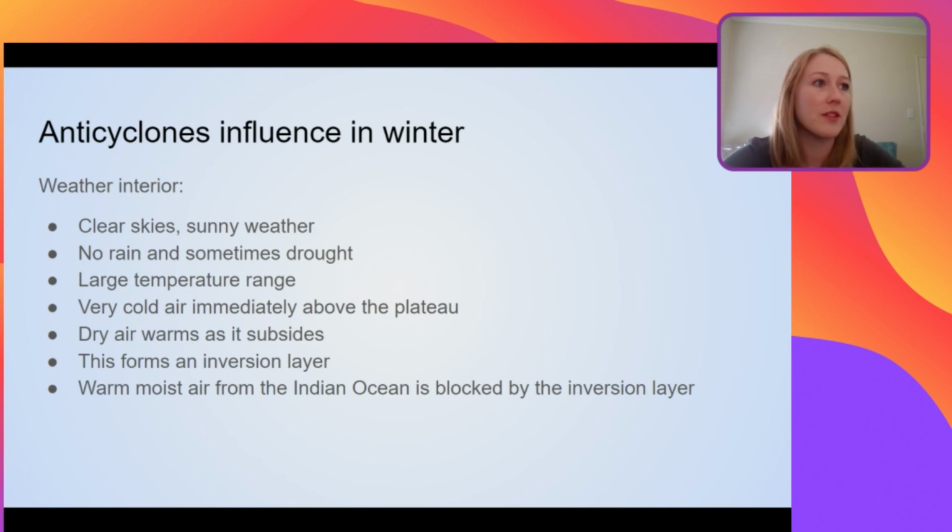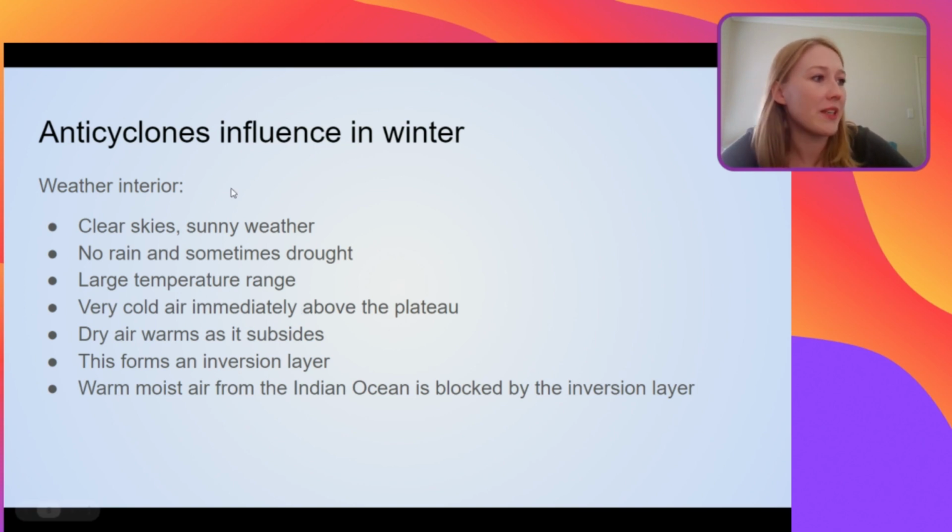So for starters, most of South Africa, and I say most because Western Cape is an exception, but most of South Africa will have clear, rainless winters. So they would have clear skies, sunny weather, and because the air is sinking with the anticyclone, they won't have any rain. A large temperature range, that's, well, one, because it's quite far inland, the temperature fluctuates a lot, and two, because there's no clouds that kind of act as an insulating barrier.